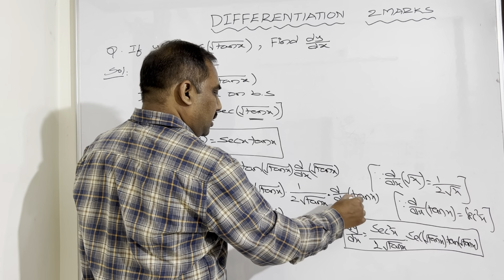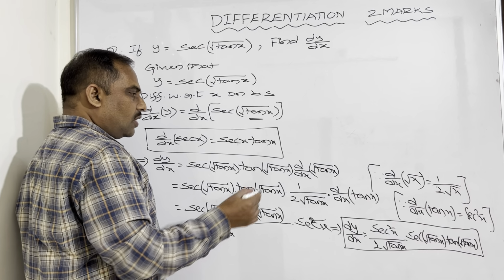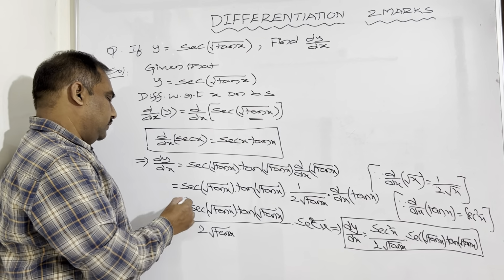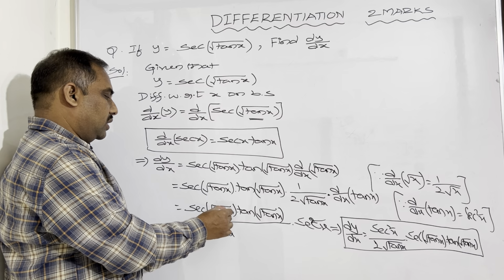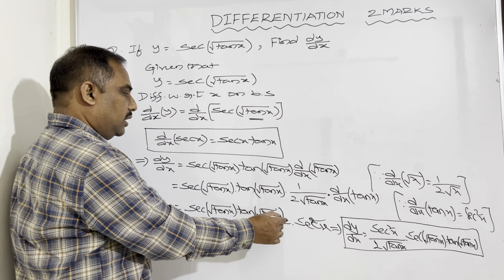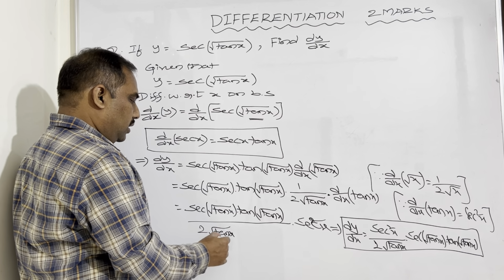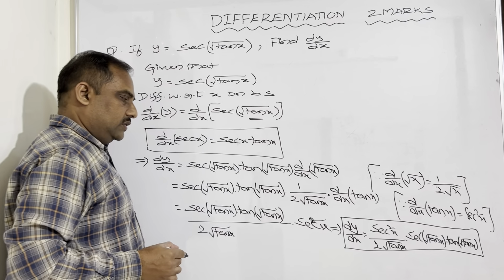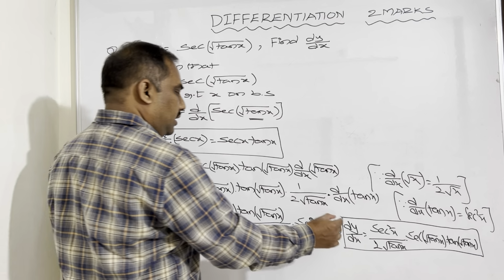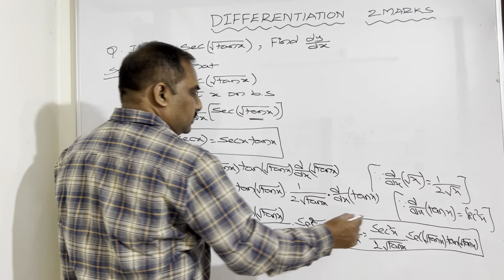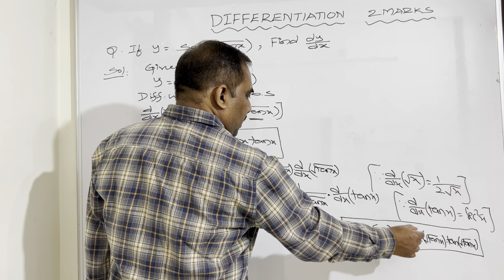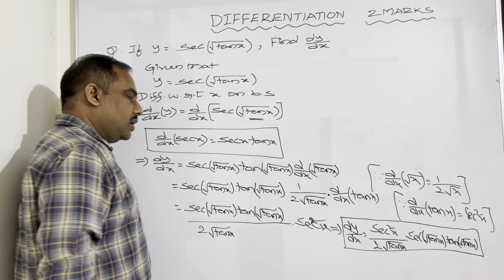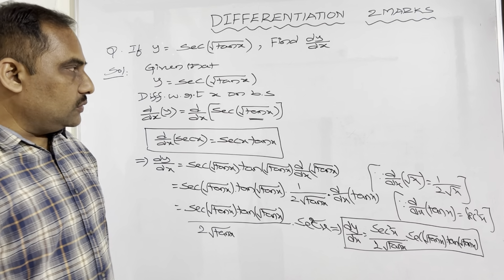X is nothing but tan x now. So we know that the derivative of tan x is secant square x. So that's why it is secant of root tan x into tan of root tan x whole divided by 2 into root tan x. Now the derivative of tan x is secant square x. So finally we get dy by dx is equal to secant square x into secant of root tan x into tan of root tan x whole divided by 2 into root tan x. Like this we can prove.